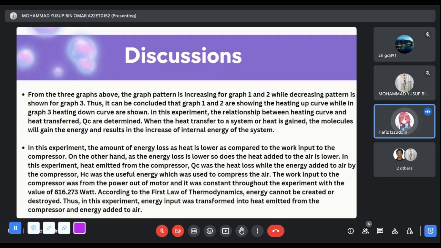From the three graphs above, the pattern is increasing for graphs 1 and 2, while a decreasing pattern is shown for graph 3. Thus, it can be concluded that graphs 1 and 2 show the heating up curve, while graph 3 shows the heating down curve. In this experiment, the relationship between the heating curve and heat transfer (QC) is determined when heat is transferred to the system and heat is gained. The molecules will gain energy, resulting in an increase of the internal energy of the system.